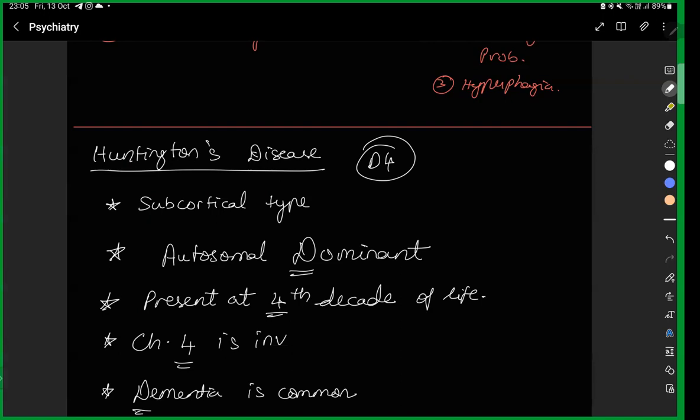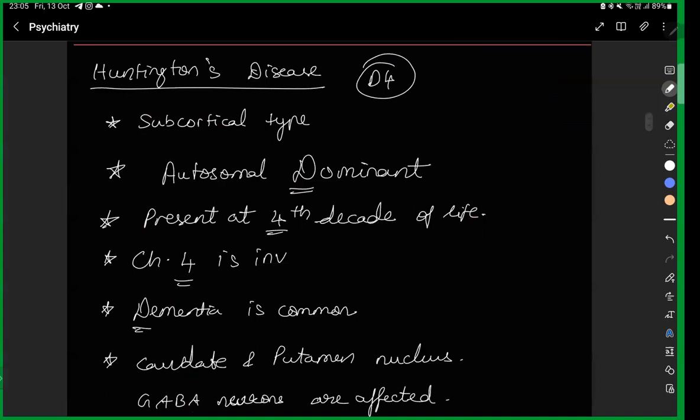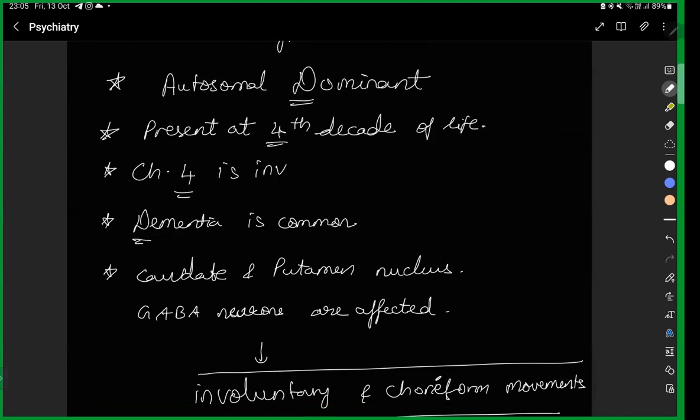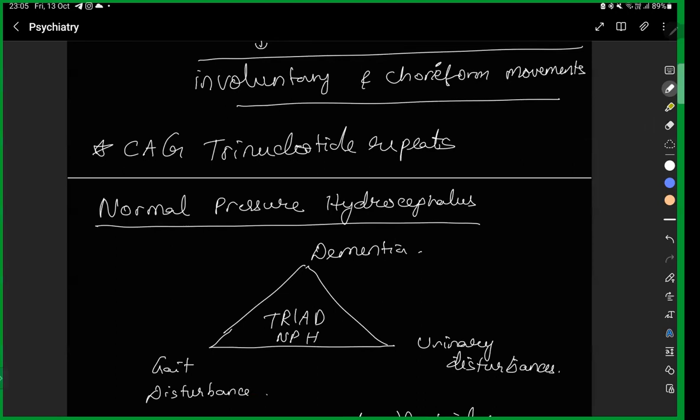It's going to be presenting in the fourth decade due to chromosome 4 inversion, and dementia is very common here. Caudate and putamen nuclei are going to be affected. GABA neurons are affected, so there will be involuntary choreiform movements. There is going to be CAG trinucleotide repeats. This is the biochemistry.